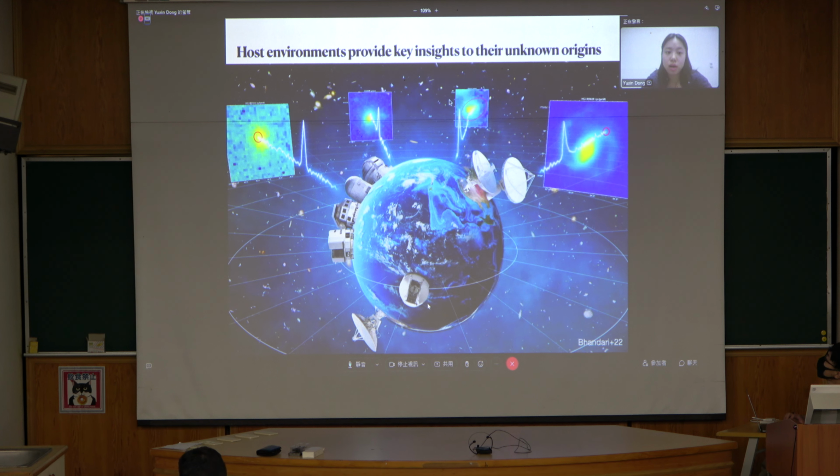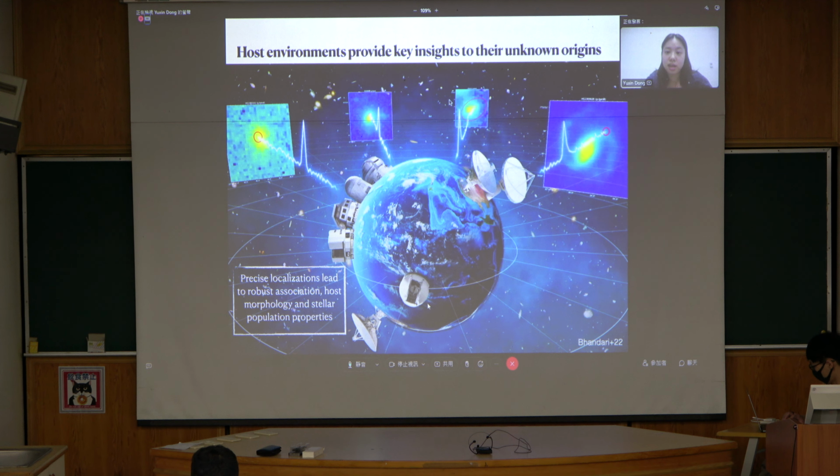And there are two scales we can probe. One is on a more global scale, in which a lot of the FRBs have been localized to their host environment. And this very robust association has helped us identify the host morphology and derive the stellar population properties, which then tells us a lot about the kind of stars that live within and around the FRB. And the diagram is showing some examples of that.